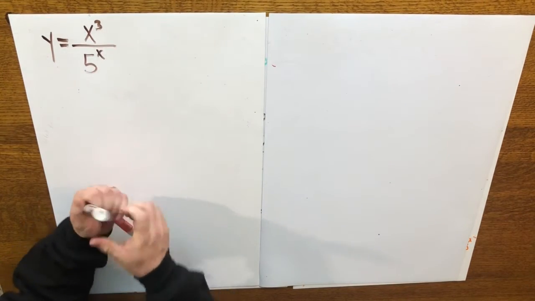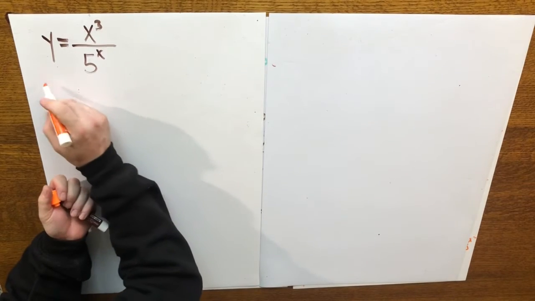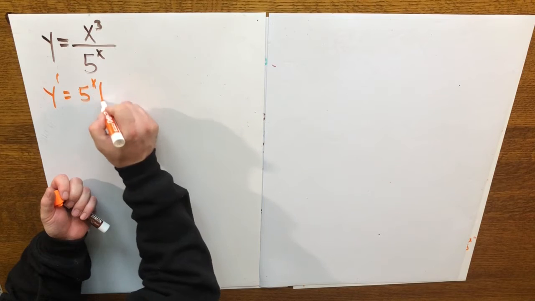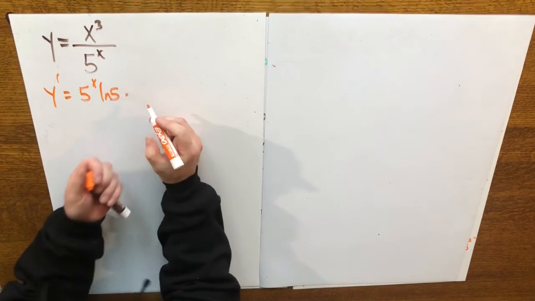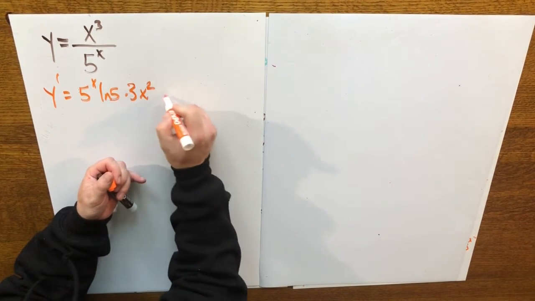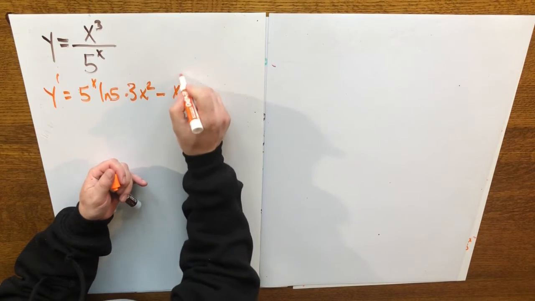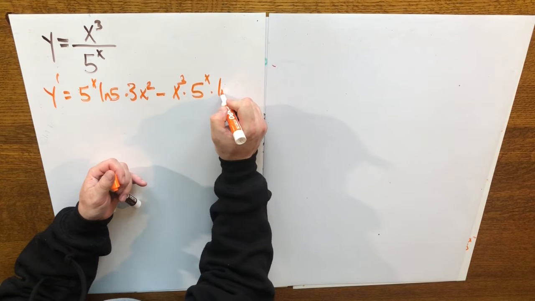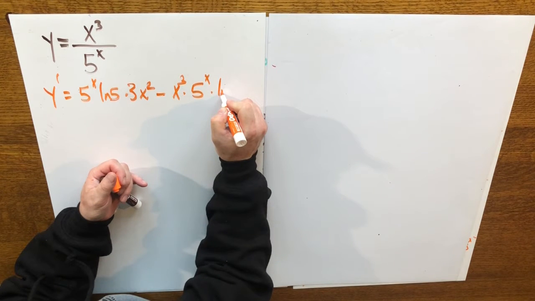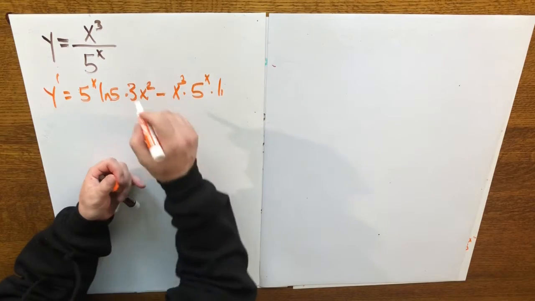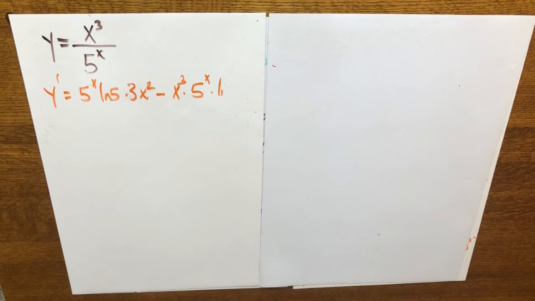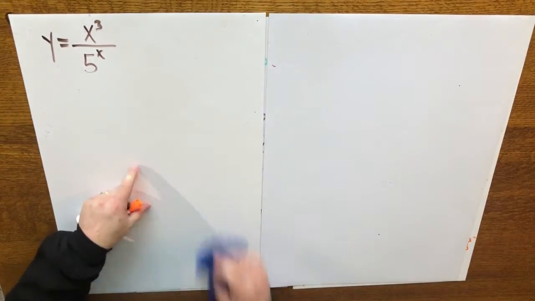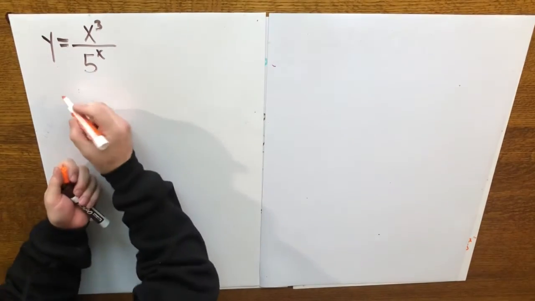Here's a quotient rule question. Y prime equals denominator 5 to the x ln 5 times the derivative of the numerator 3x squared minus numerator x cubed times the derivative of the denominator. Shoot. That was a bad one, folks. Let's see if we can recant our sins here.